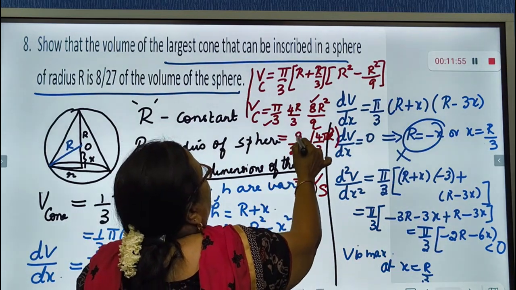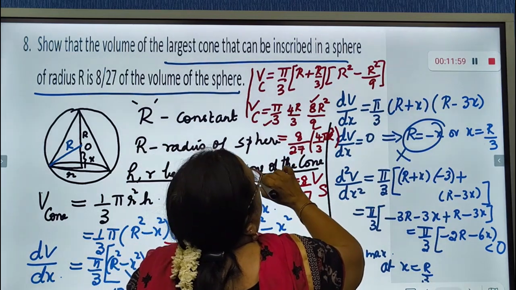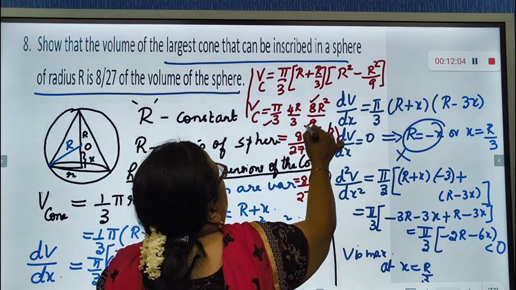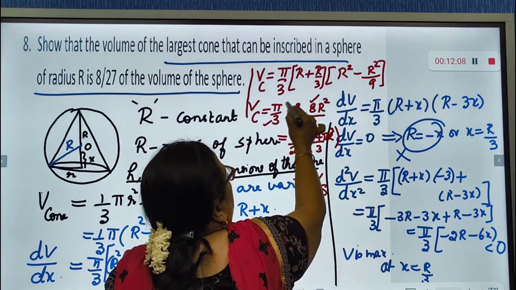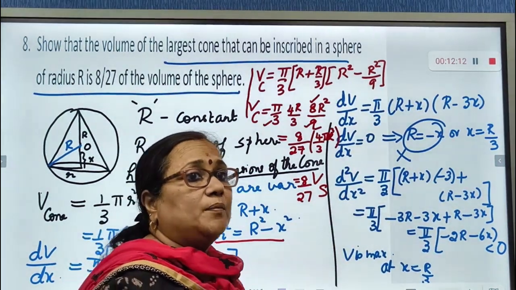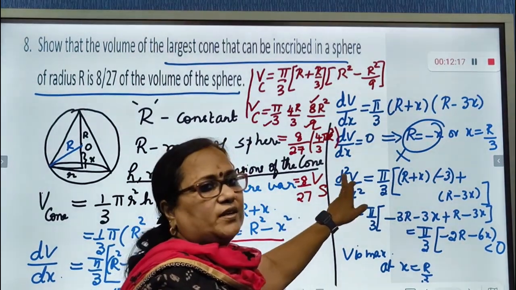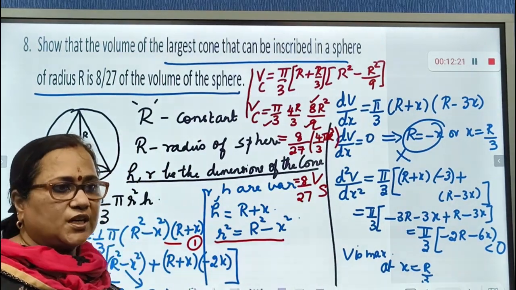Which is further 8 by 27 into, I have taken this 8, this 3 and this 3 into 9, 27. So what am I left with? 4 by 3 pi r into r squared, r cubed. 4 by 3 pi r cubed is nothing but the volume of the sphere. So it is 8 by 27 the volume of the sphere, which is what we needed to prove. Is it clear?